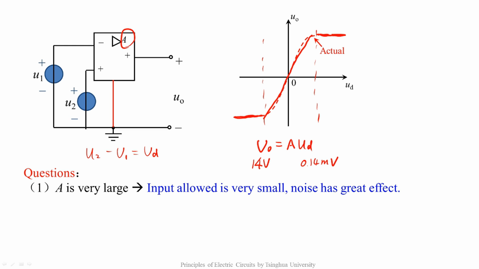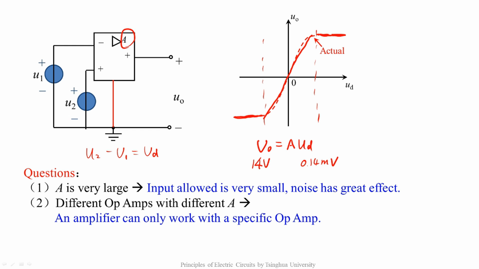But in the normal electronic circuits, the interference or the noise can almost reach such an order of magnitude, so the noise has a great effect on the circuit performance. Secondly, different op-amps have different open-loop voltage gain. For an amplifier circuit you've designed, it can only work with a specific op-amp. The design amplifier function cannot be realized correctly with another op-amp.